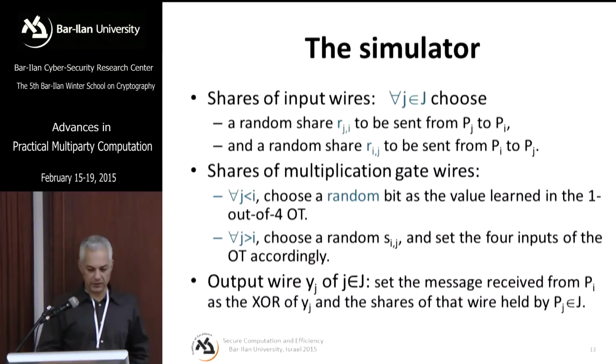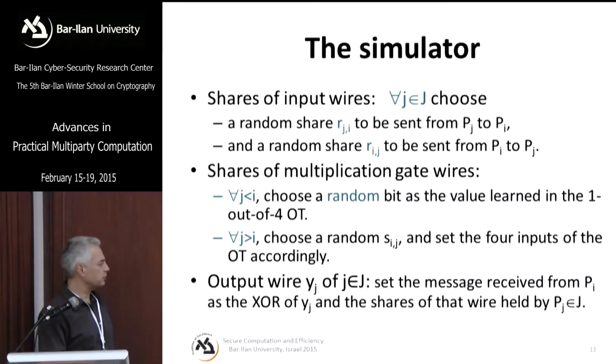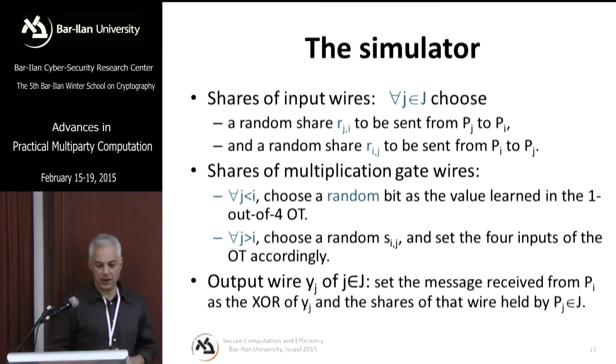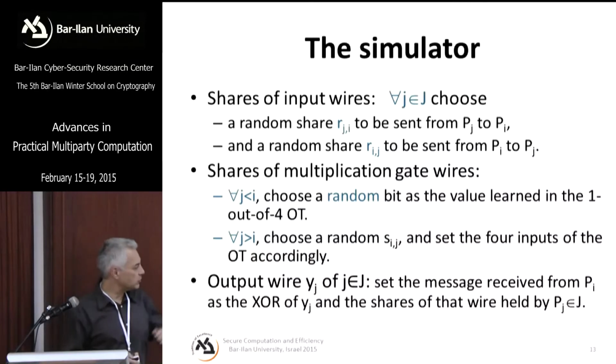What about output wires? Each party Pj, if it has an output, is going to receive some message from Pi for evaluating that output. So the simulation will just send to that party a message, which is the XOR of the actual output that should be on that wire, Yj, and the shares that the parties in Pj have. And this share will have the same distribution as in the real protocol, because in the real protocol, what party Pj receives is random shares that XOR up to Yj, and this is also the distribution we have here.